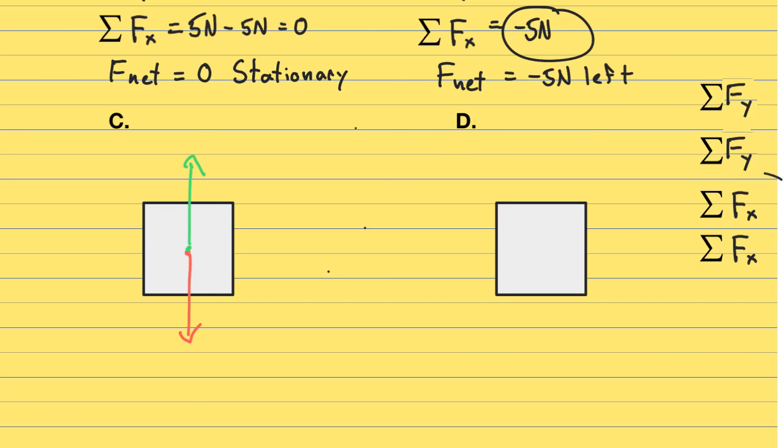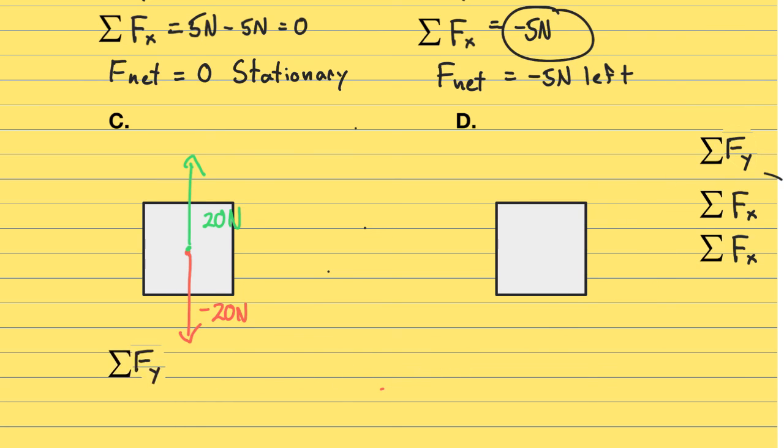So our weight in this case is going to be 20 newtons. So weight is negative 20 newtons. We always say down is negative. And again, we have an equal and opposite normal force of 20 newtons upward. We have no other forces acting in this diagram.